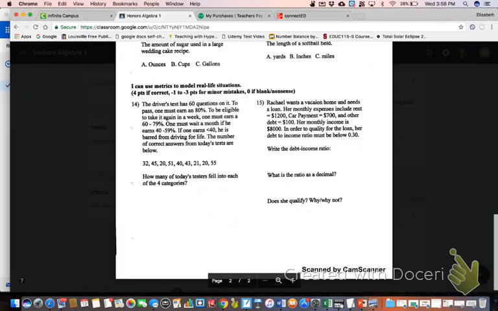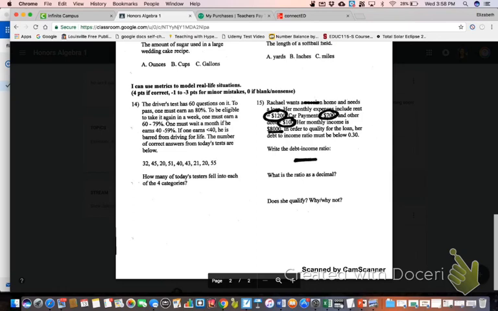Okay, last but certainly not least, because this is very real life stuff that we need to know about, anytime you apply for a loan company will actually determine your debt to income ratio. So in this case, Rachel wants to buy a vacation home, sorry about the misspelling, guys, and needs a loan. So her monthly expenses, so the things that she has going out, include $1,200 for rent, a $700 car payment, and then $100 in other debt. Her monthly income is $800, and in order to qualify for the loan, her debt to income ratio.